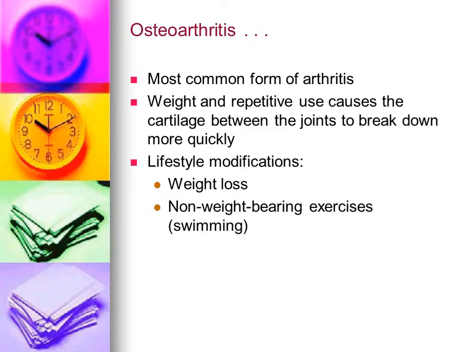Osteoarthritis is the most common form of arthritis. Weight and repetitive use causes the cartilage between the joints to break down more quickly. So lifestyle modifications would be weight loss for the client and non-weight bearing exercises. An example of that would be swimming.